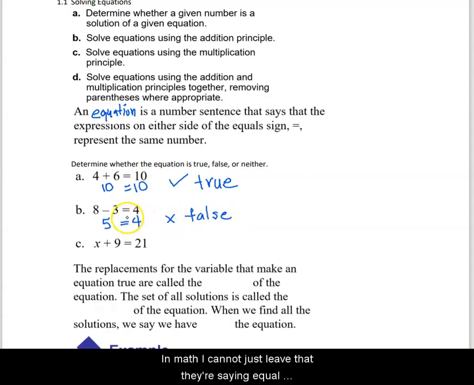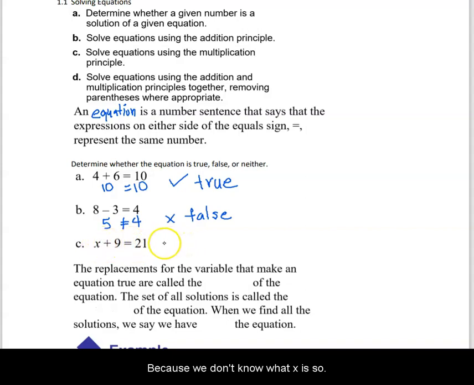In math, I cannot just leave that there saying equal. We draw a line through it to represent not equal. X plus 9 is equal to 21. Well, we don't know what x is, so before when we could figure out 4 plus 6 and 8 minus 3, we found an answer. We don't know what x plus 9 is because we don't know what x is. So this one is a maybe, because we need to know what x is equal to.